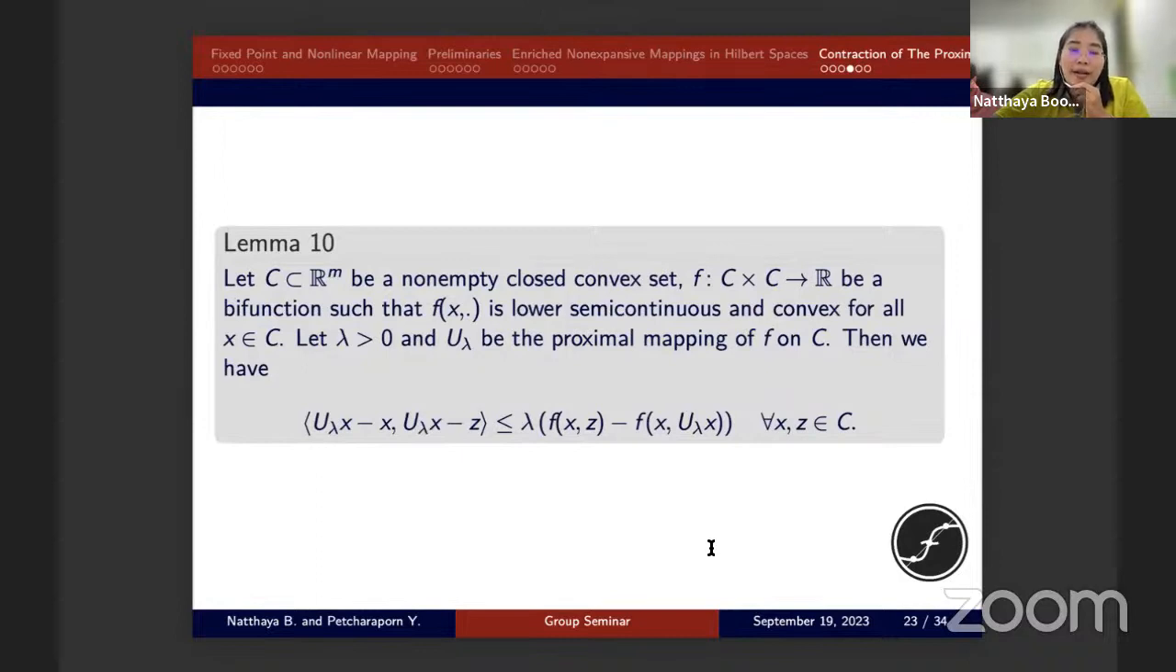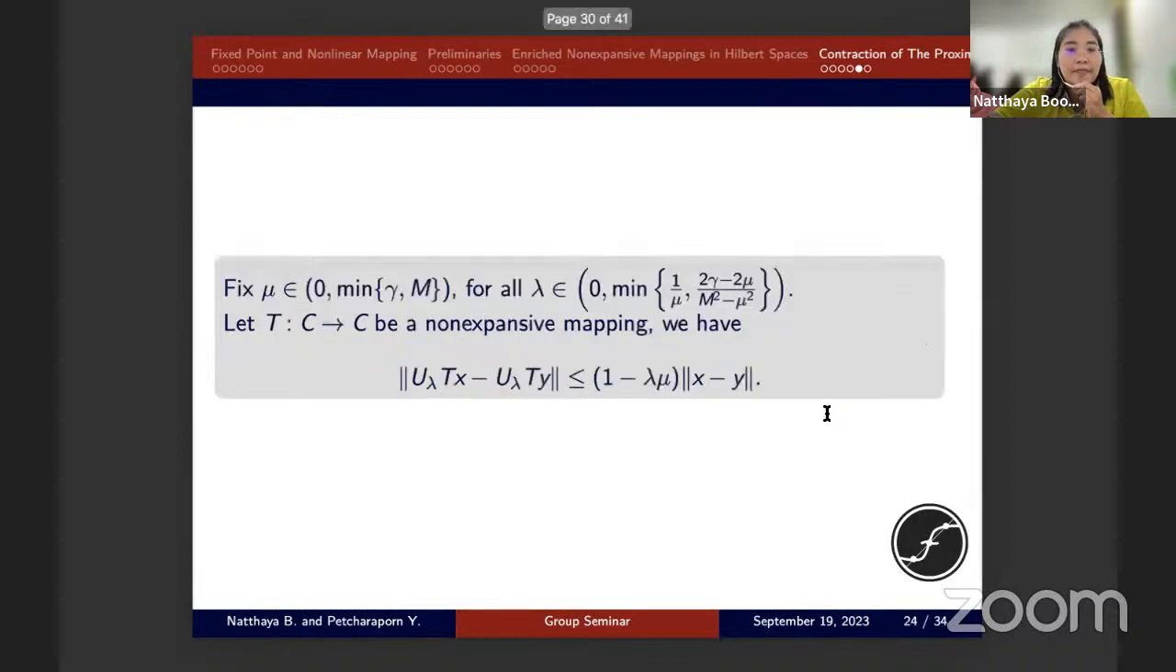And the next lemma, when C is a nonempty closed convex set and the bifunction f is lower semicontinuous and convex in its second argument for all x in C, we let lambda greater than 0 and u_lambda be called the proximal mapping of x on C. Then we have the inner product of u_lambda(x) minus x and u_lambda(x) minus z is less than or equal to lambda times f(x, z) minus f(x, u_lambda(x)) for all z in C. When we fix mu in an open interval and T is a nonexpansive mapping, we get that this inequality holds.